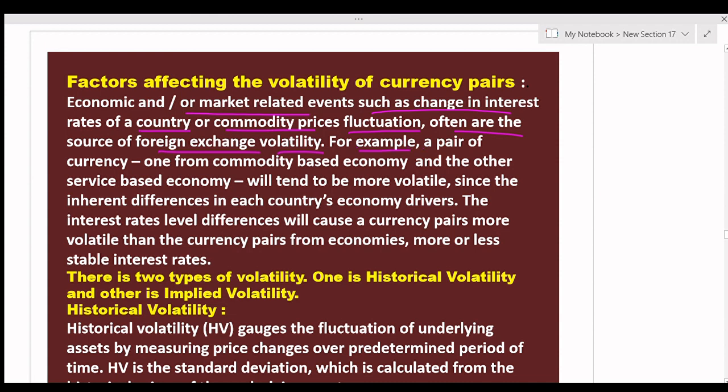For example, a pair of currencies, one from a commodity based economy and the other from a service based economy, will tend to be more volatile because of the inherent differences in each country's economic drivers. The interest rate level differences will cause a currency pair to be more volatile than currency pairs from economies with more or less stable interest rates.